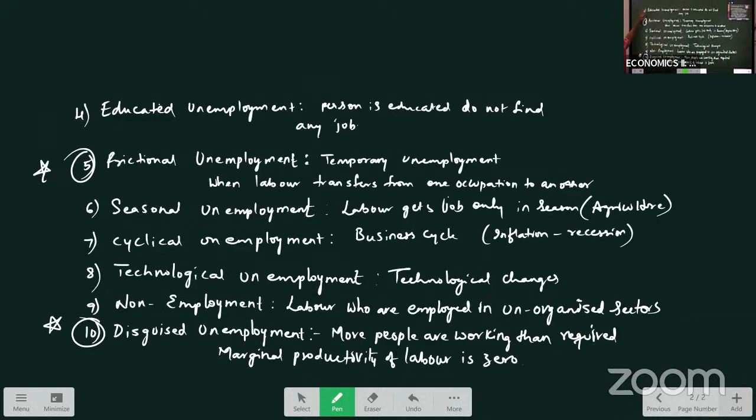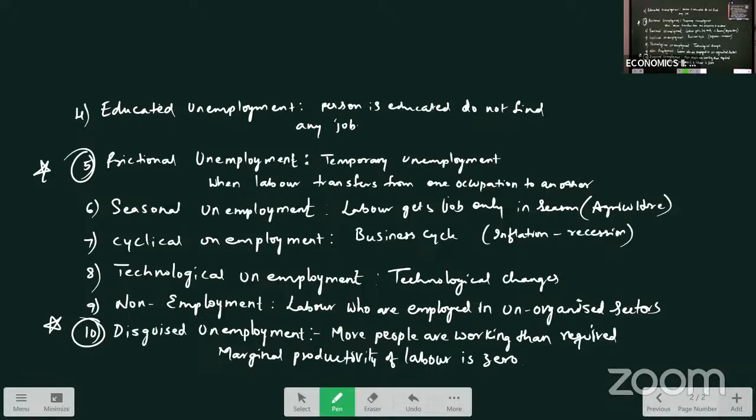Next, educated unemployment. What is educated unemployment? People are educated, though they are trained, skilled and educated, they do not find any job. Frictional unemployment, it is a temporary unemployment where, when labor transfers from one occupation to another, during that time temporary unemployment will be created. Seasonal unemployment, depending upon the season. As the season changes, unemployment arises. Mostly we can find that in agriculture.